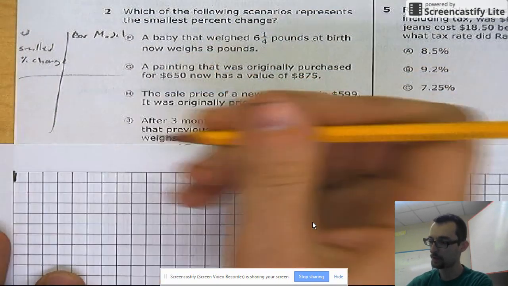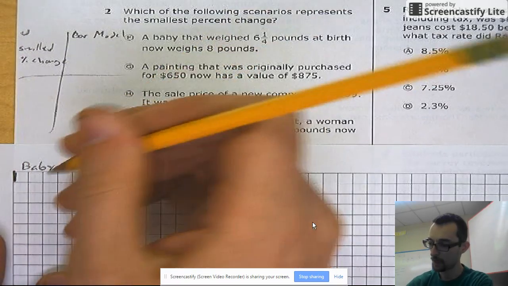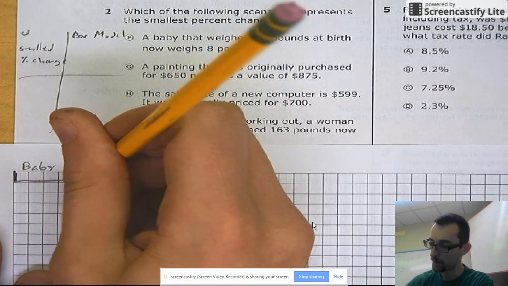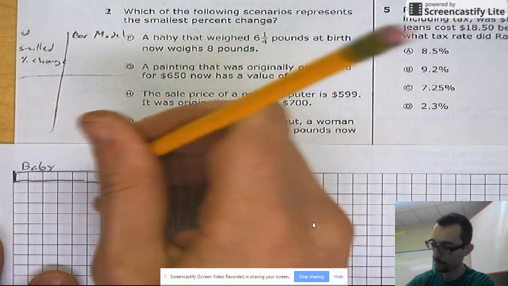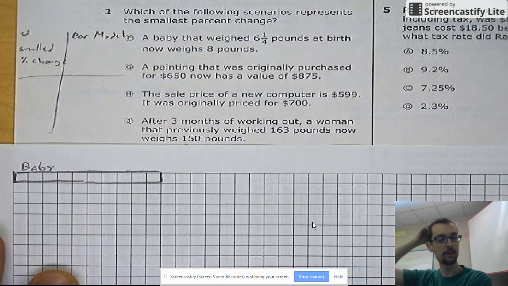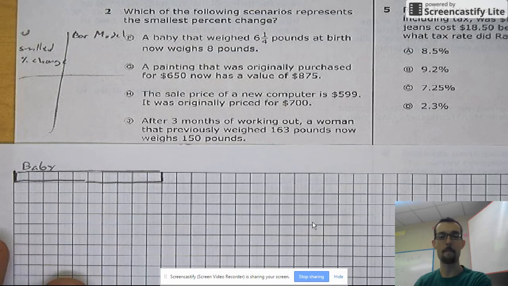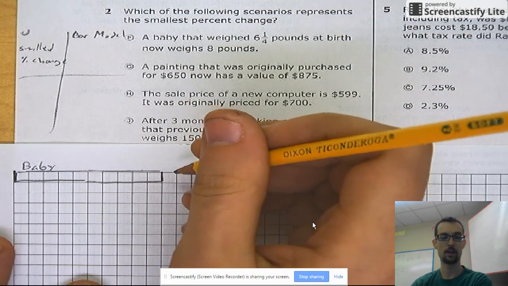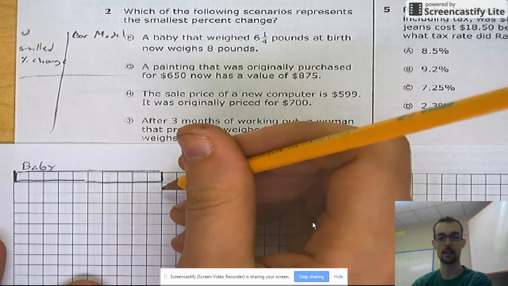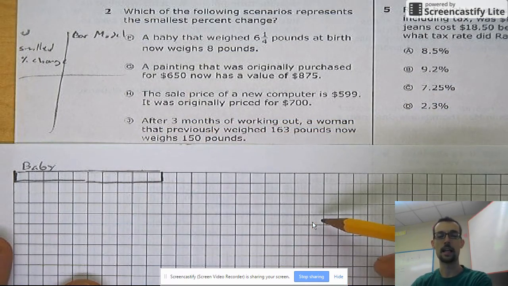Okay, so this right here is the baby's weight. The baby started out always with 10 squares. 1, 2, 3, 4, 5, 1, 2, 3, 4, 5. Okay, that's my baby's weight. And it now weighs 8 pounds. Okay, so it's increased. So my bar is going to get longer. I'm going to draw my bar right underneath it. My question is, how many squares did it gain in length?